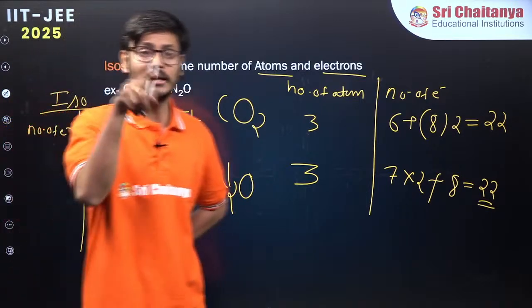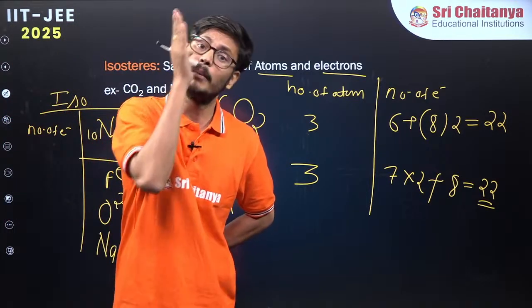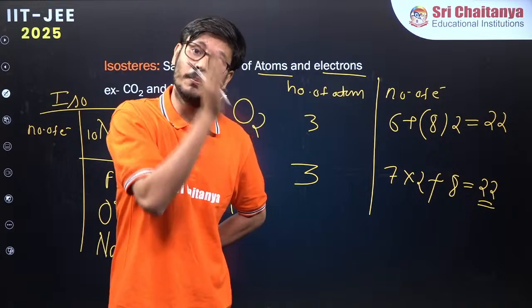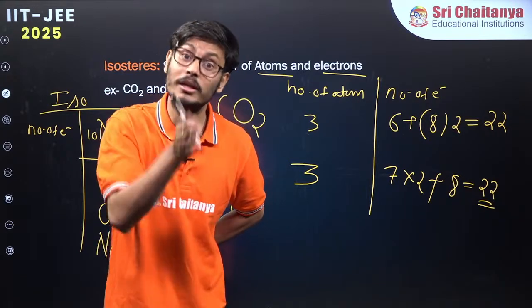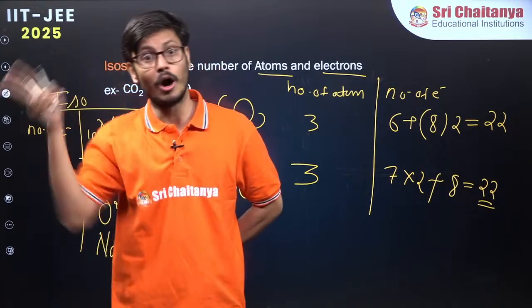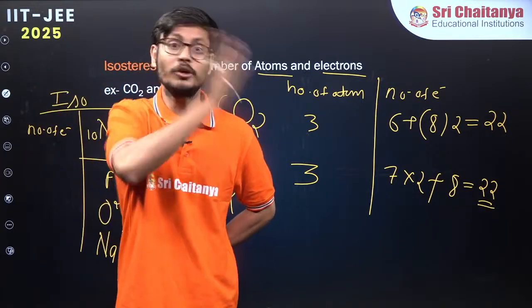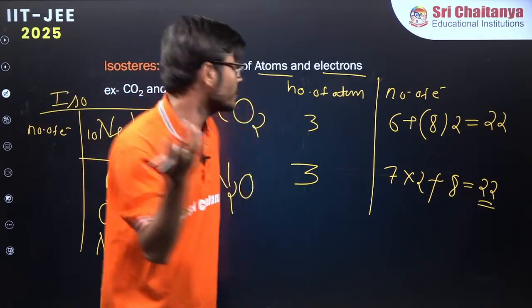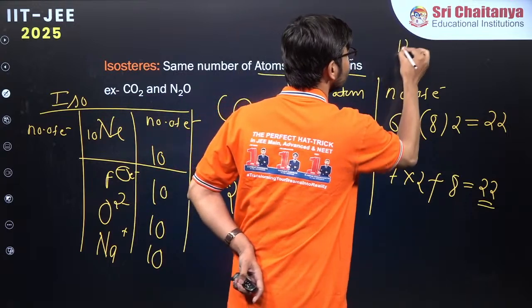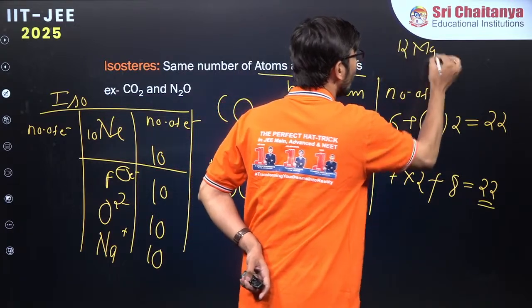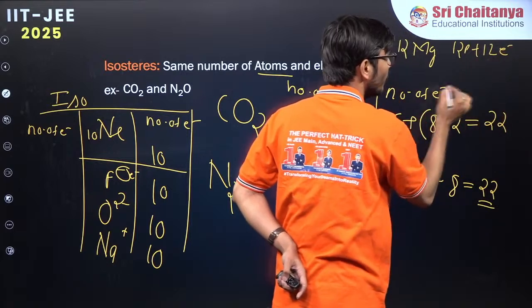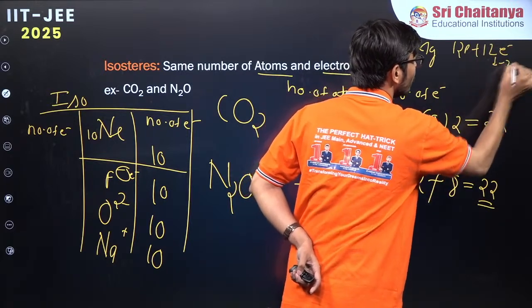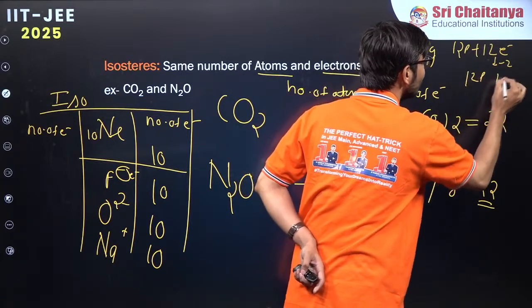Similarly, having magnesium. Magnesium's atomic number is 12, which is equal to number of protons, equal to number of electrons, isn't it? In neutral state. If I remove 2 electrons, so 2 protons are in excess. Is it not understood? Let us say 12. Magnesium means what? 12 protons and 12 electrons. So if I remove 2, then 12 protons and 10 electrons.